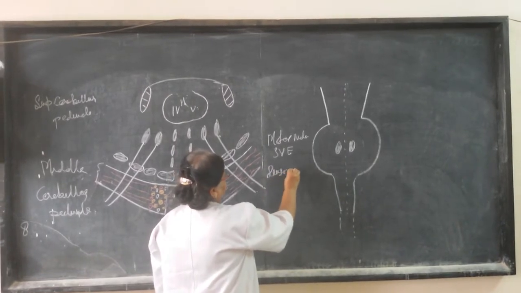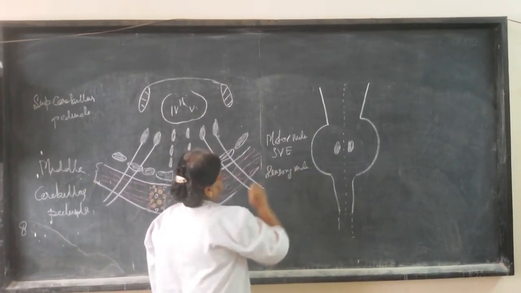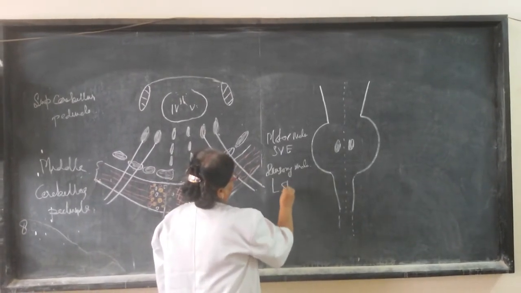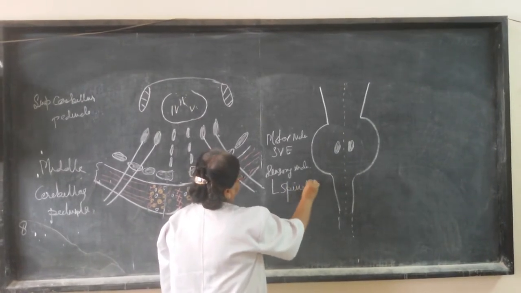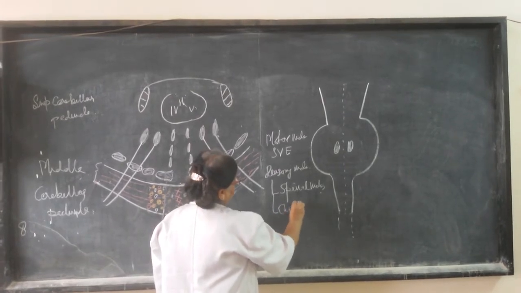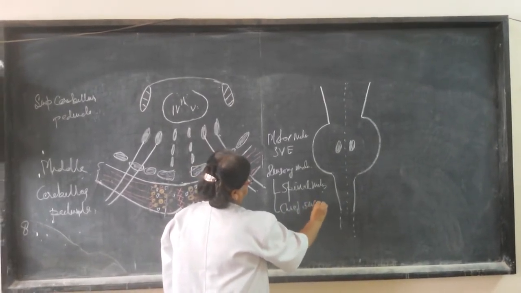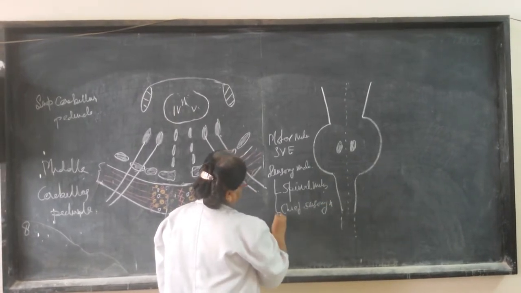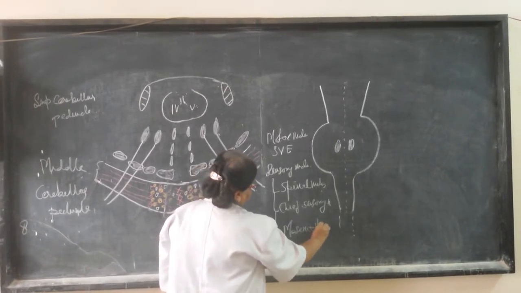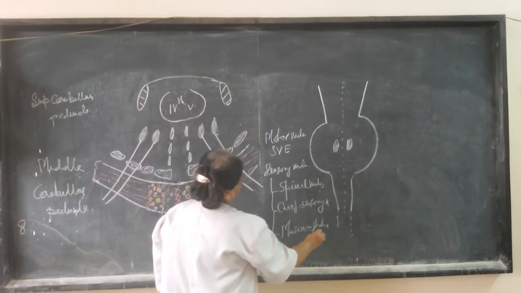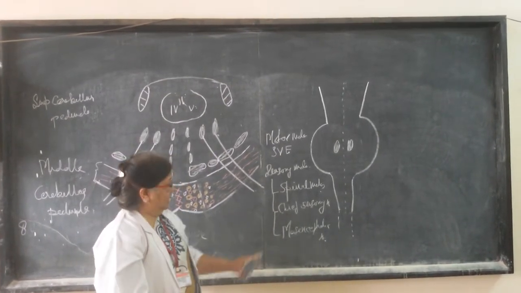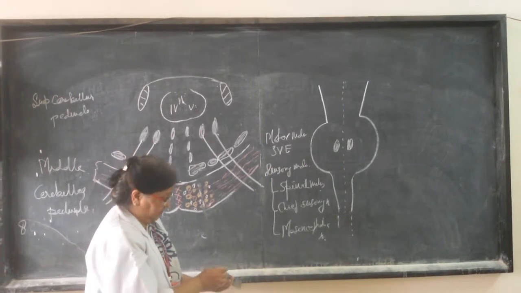Then come the sensory nuclei. They are present as the spinal nucleus, the chief sensory nucleus, and the mesencephalic nucleus. The sensory nuclei are the spinal nucleus, chief sensory nucleus, and mesencephalic nucleus.